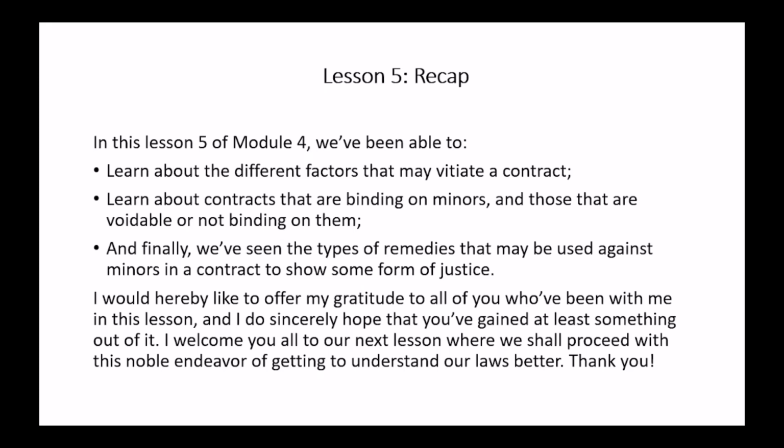Let's now have a recap of what we've just learned today. In this lesson, we've been able to learn about the different factors that may vitiate a contract. We've also learned about contracts that are binding on minors and those that are voidable or not binding on them. And finally, we've seen the types of remedies that may be used against minors in a contract to show some form of justice.